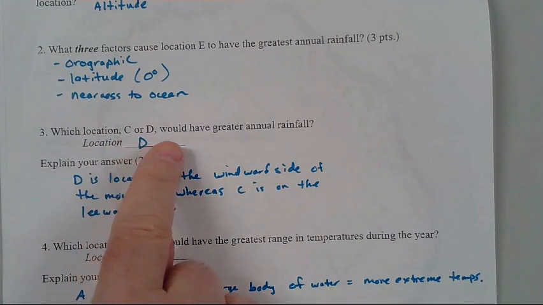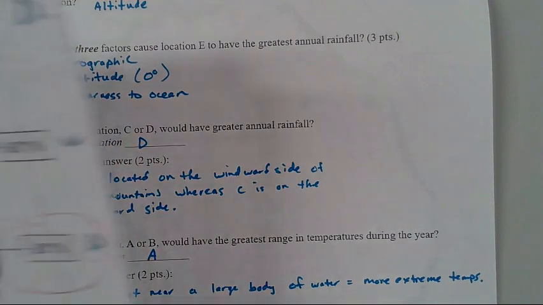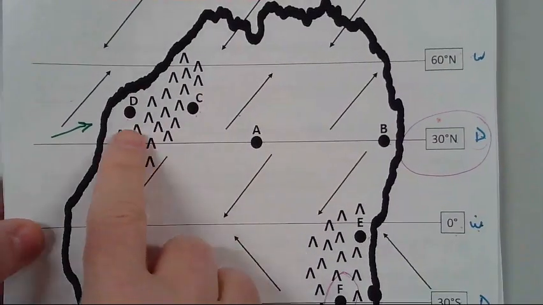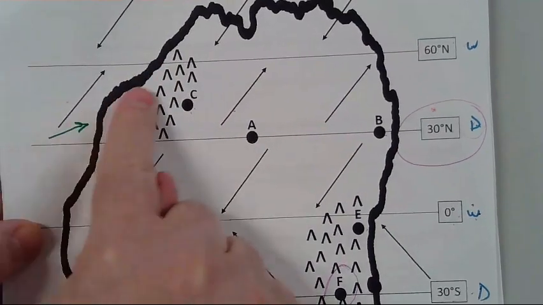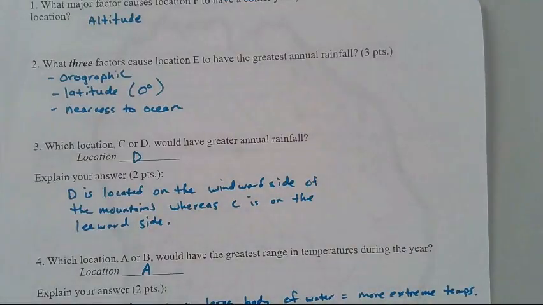Question 3, which location, C or D, would have greater annual rainfall? You should say D because it's on the windward side of the mountain. The winds are coming this direction.